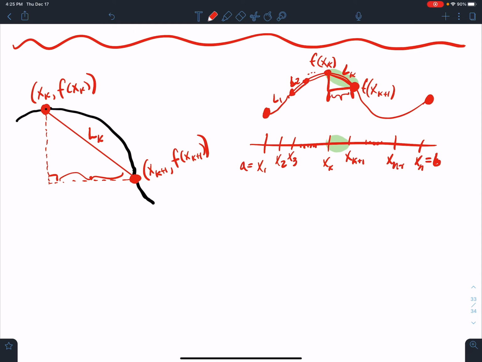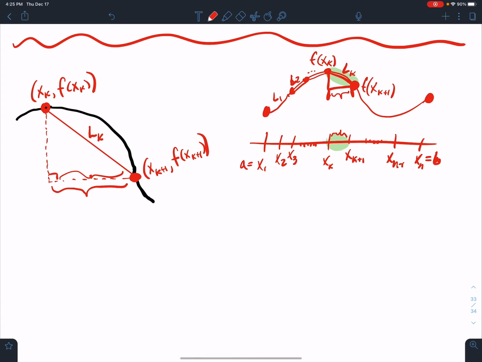Well, that distance is the distance between xk and xk plus 1. So this distance is equal to xk plus 1 minus xk. Okay? And then how do I find the distance from here to here? Well, that's this top piece minus that bottom piece, right? So it's f of xk minus, I'm sorry, it's right minus left. So when you're doing that, sorry about that, that's f of xk plus 1 minus f of xk.